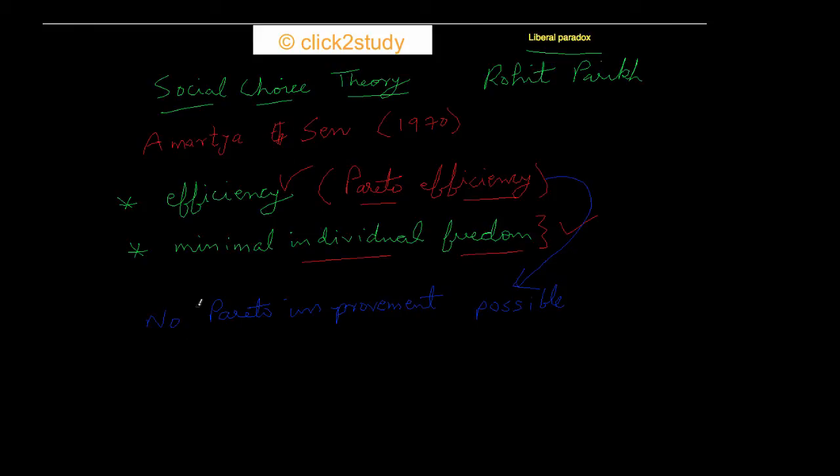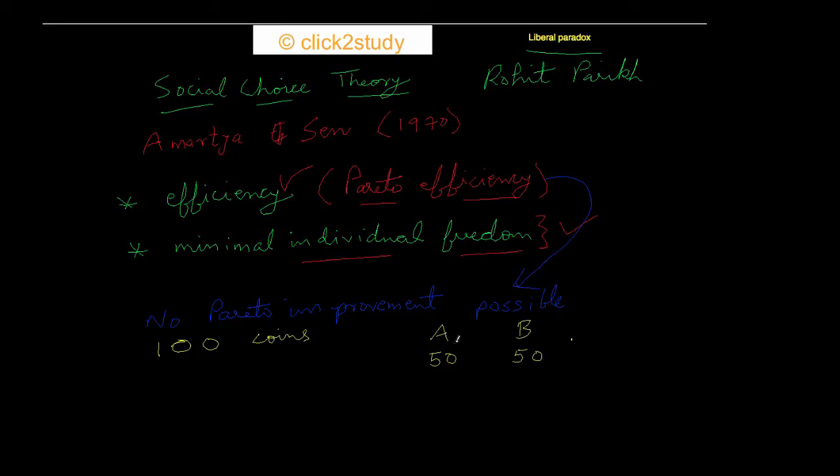Pareto improvement means that you are able to Pareto improve something if you can make someone better off without making someone else worse off. So for example, suppose I have 100 coins with me and I have two persons, person A and person B, right? If I give 50 coins to person A and 50 coins to person B, then there is no possibility of Pareto improvement out here.